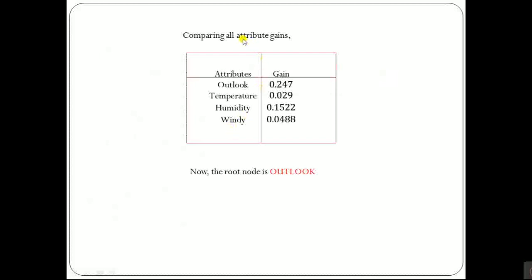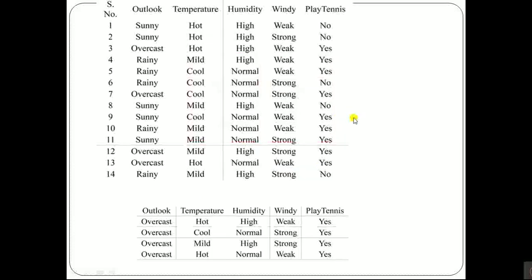If I compare all attribute gains for outlook, temperature, humidity, windy, the highest is outlook. The outlook value is 0.247. So I can decide outlook is the root node of the decision tree. Right?